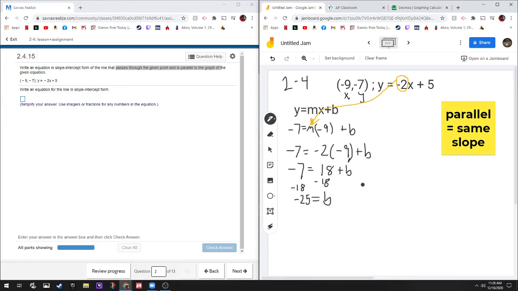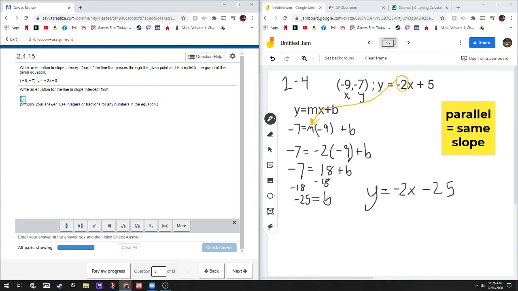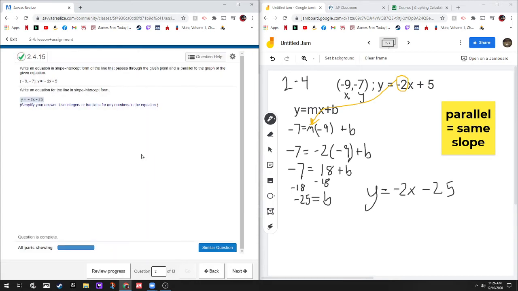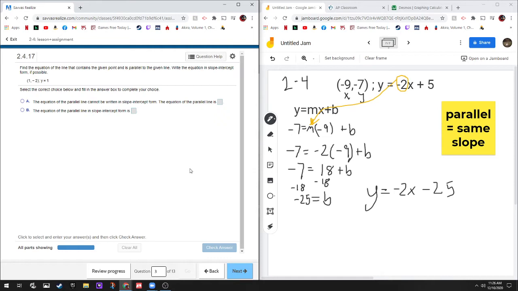My final answer, they want an equation. My final answer, I can write y equals -2x minus 25. Let's see how that goes. Cool. All right. Let's see our next one.